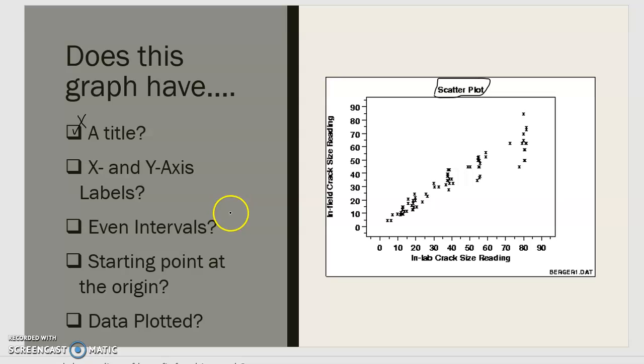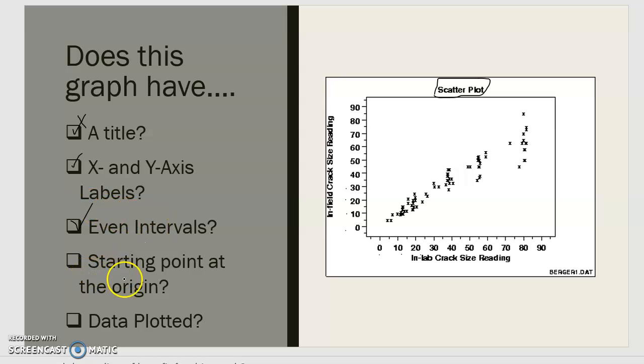Then X and Y axis labels. All right, in lab crack size reading. Okay, in lab crack size reading on both sides. Okay, or in field crack size reading across the side. All right, so our X and Y axes are both labeled. Looks good to me. Do we have even intervals at the bottom? Okay, we have 0, 10, 20, 30. All right, our x-axis looks good. What about our y-axis? 0, 10, 20, 30. All right, y-axis looks good. We can check that one off.